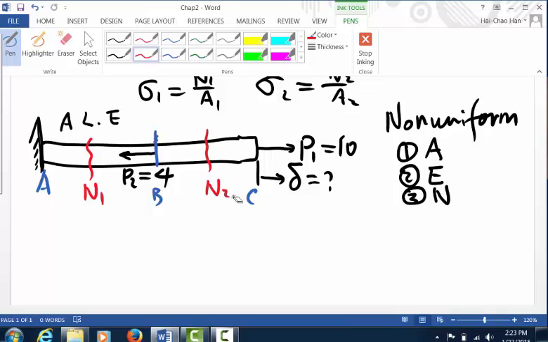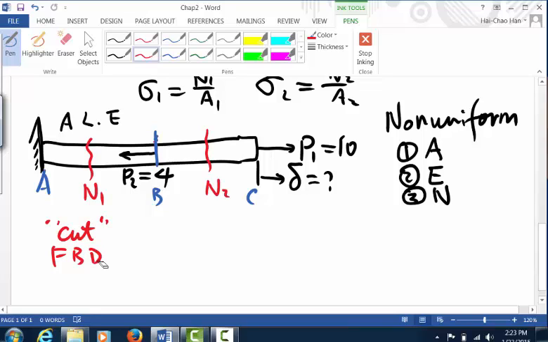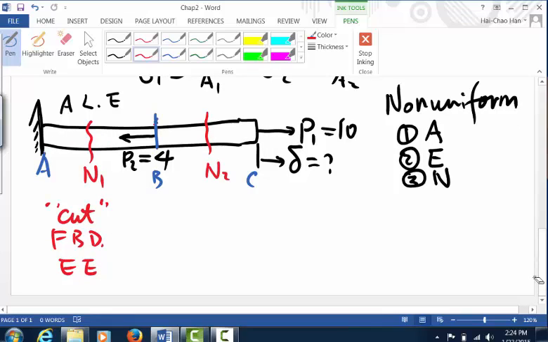Make a cut. So again, the first step is to make a cut. Then you draw the free body diagram. Then you write the equation of equilibrium. And then what's next? Then you calculate the deformation, or elongation.